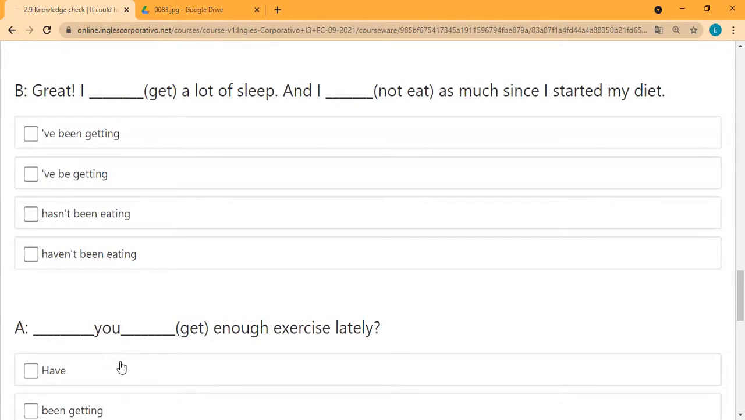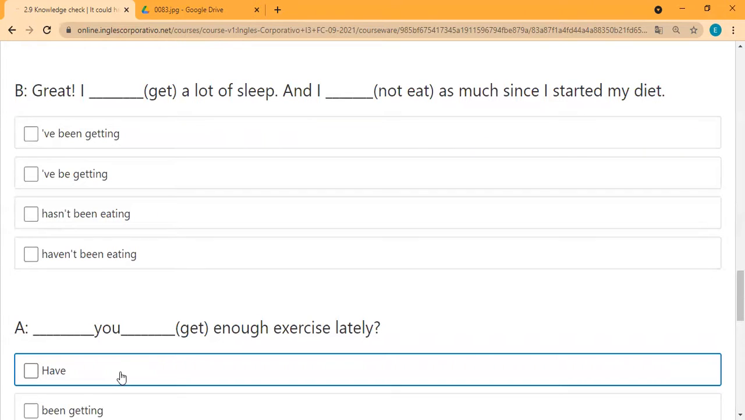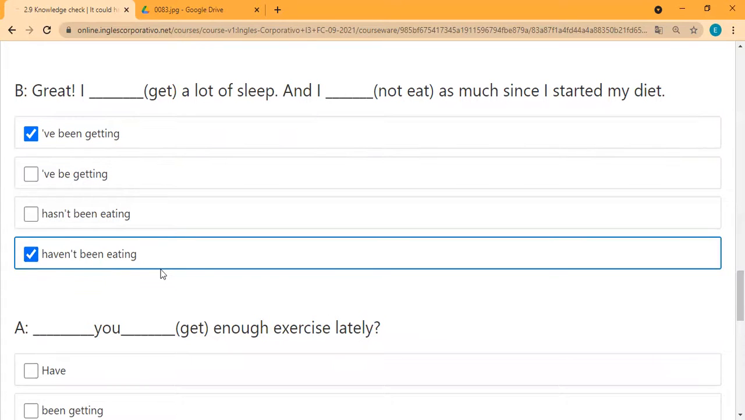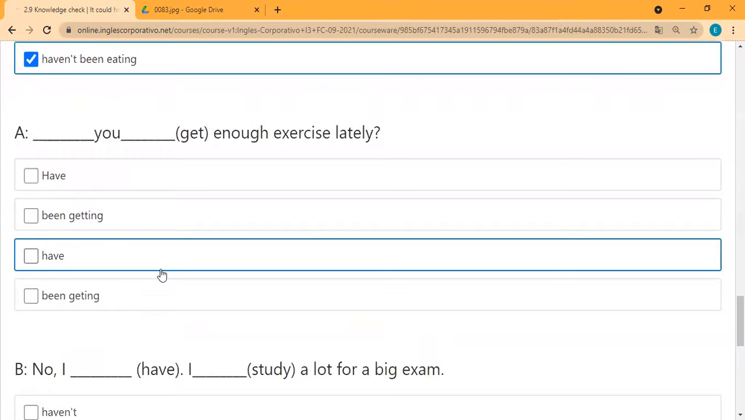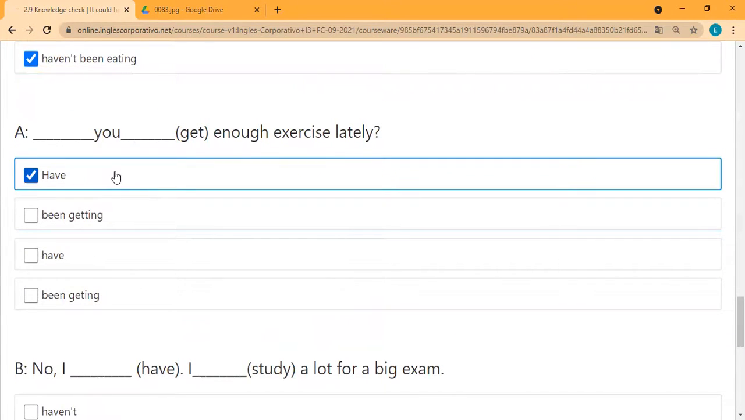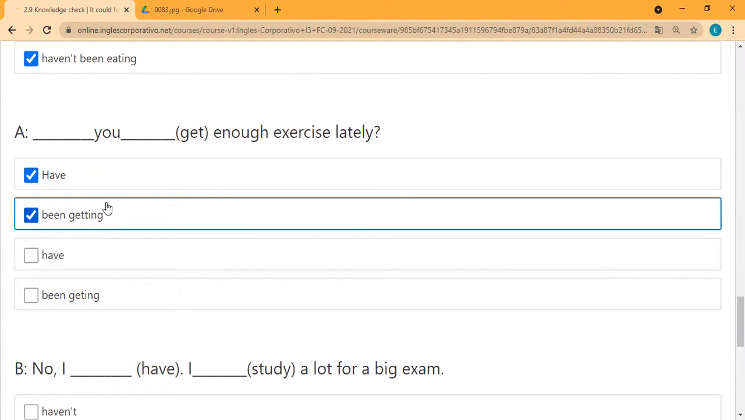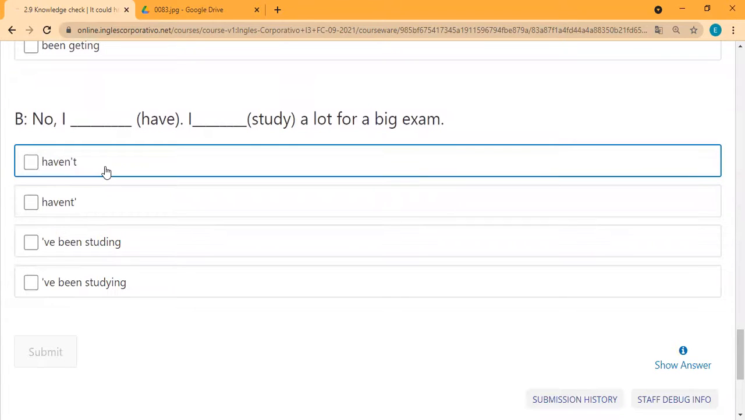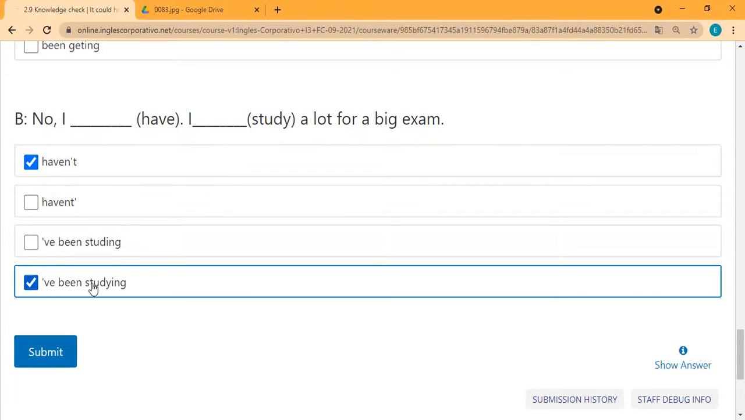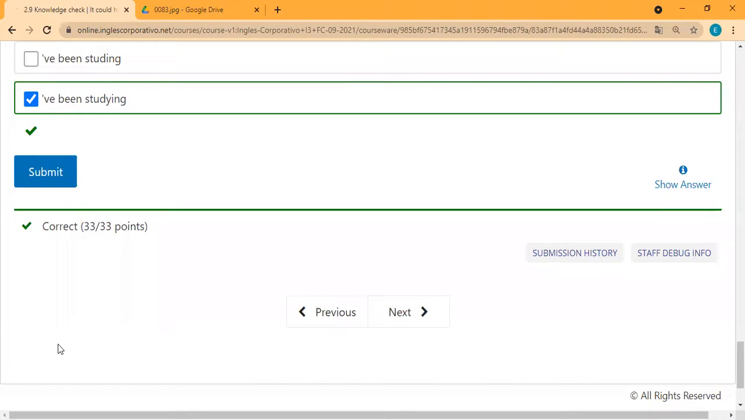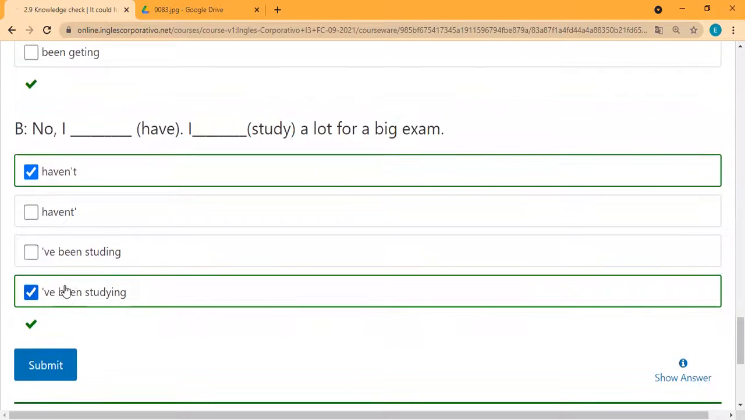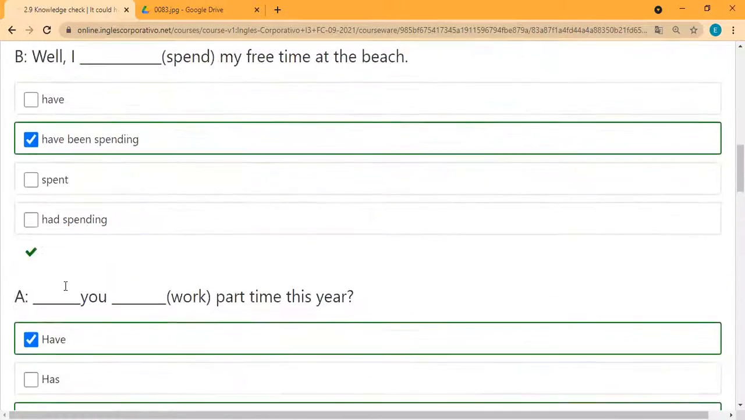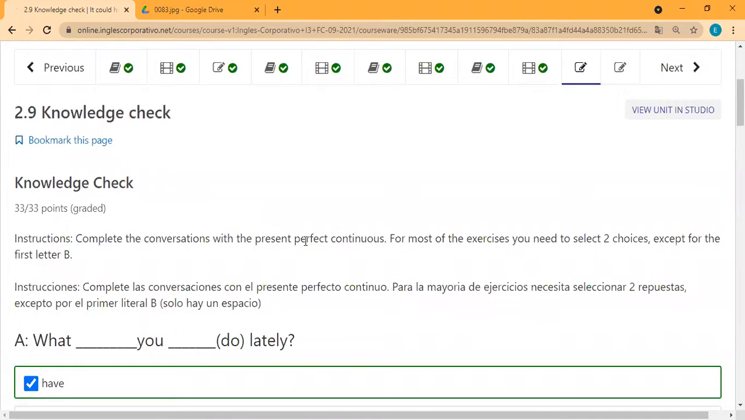I've been getting in the last, and I haven't been eating. Okay. Yes. And this one? Have you been getting the second? Yes. Okay. All right. And our last one? The first one. The last one. Okay. Excellent job, guys. So, perfect. Here we have all of the answers, as we can see. Good job. Now we're going to go into our next topic.